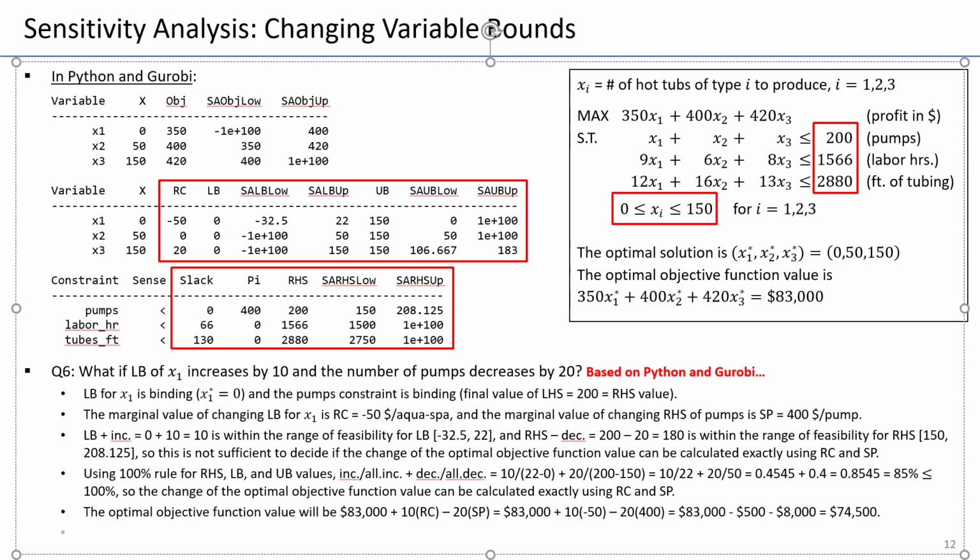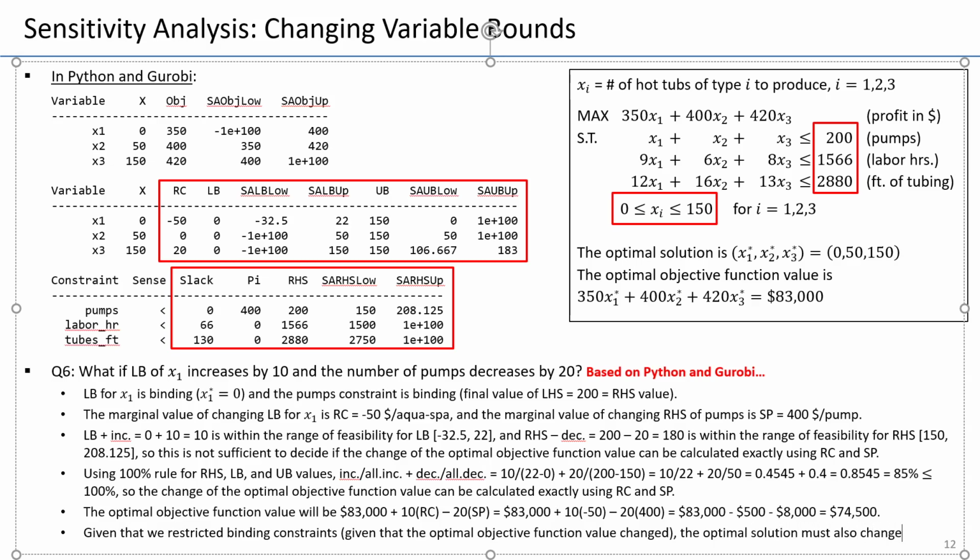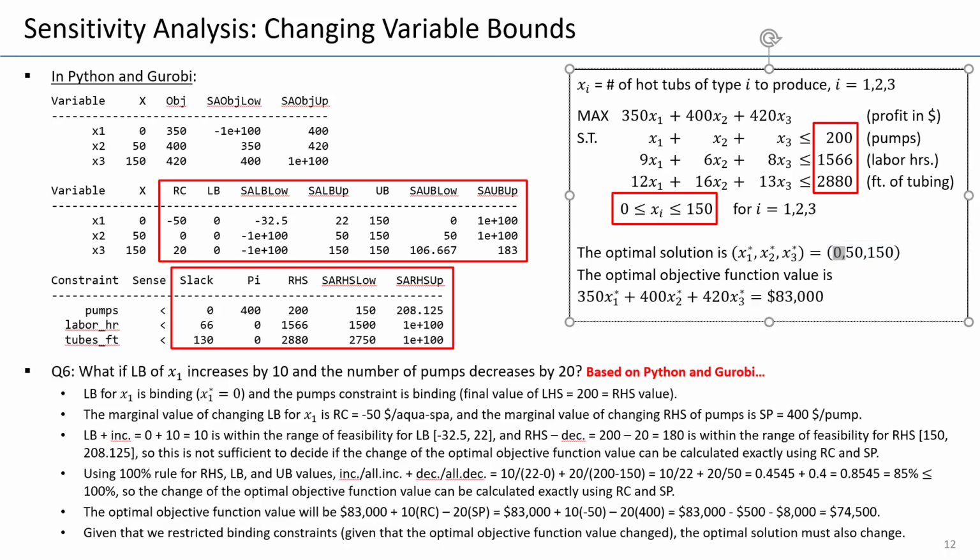And then what happens to the solution? Well, given that we restricted binding constraints, actually both of them are binding constraints. And alternatively, I could say, given that the optimal objective function value changed, both of those are good enough on their own. We can say the optimal solution must also change. Because for the first one, if you restrict these constraints, the solution with x1 equals 0 is no longer feasible. It now has to be at least 10.